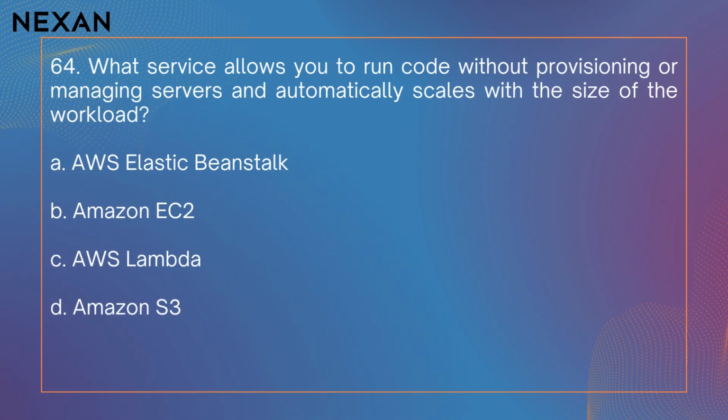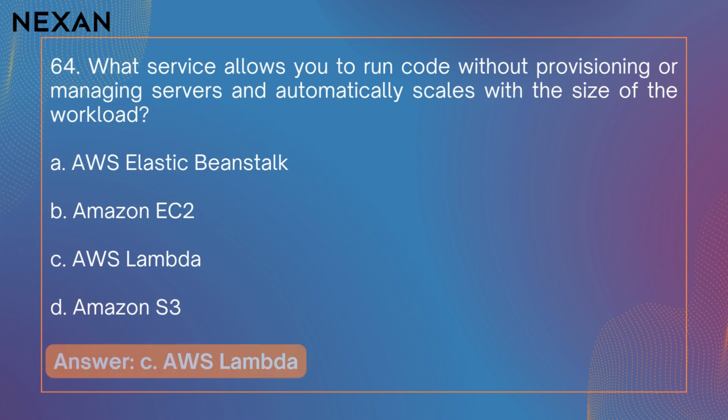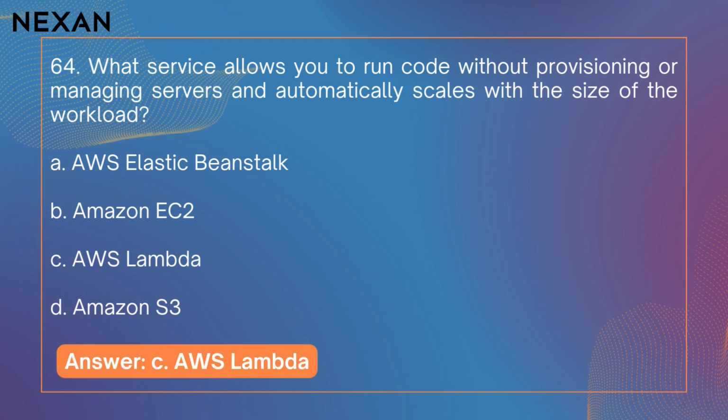64. What service allows you to run code without provisioning or managing servers and automatically scales with the size of the workload? A. AWS Elastic Beanstalk. B. Amazon EC2. C. AWS Lambda. D. Amazon S3. Answer: C. AWS Lambda.